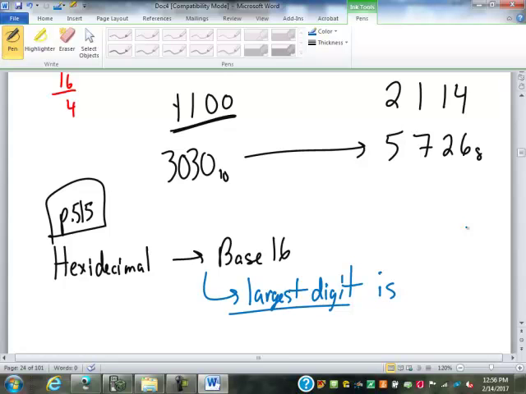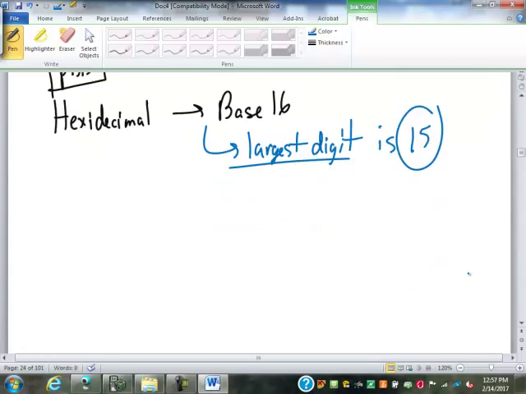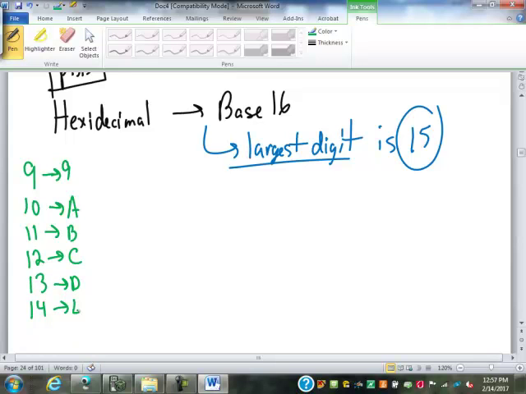In base 10, the largest digit we could have was a 9. In base 8, the largest digit we could have was a 7, always one less than the base. Well, in base 16, the largest digit we can have is 15. 16 minus 1 is 15. So we're going to have to figure out how we're going to express a 15. Well, what they do is simply, up through 9 is just a 9. 1 through 9 is 1 through 9. 10 is expressed with the letter A. 11 is B. 12 is C. 13 is D. 14 is E. And 15 is F.